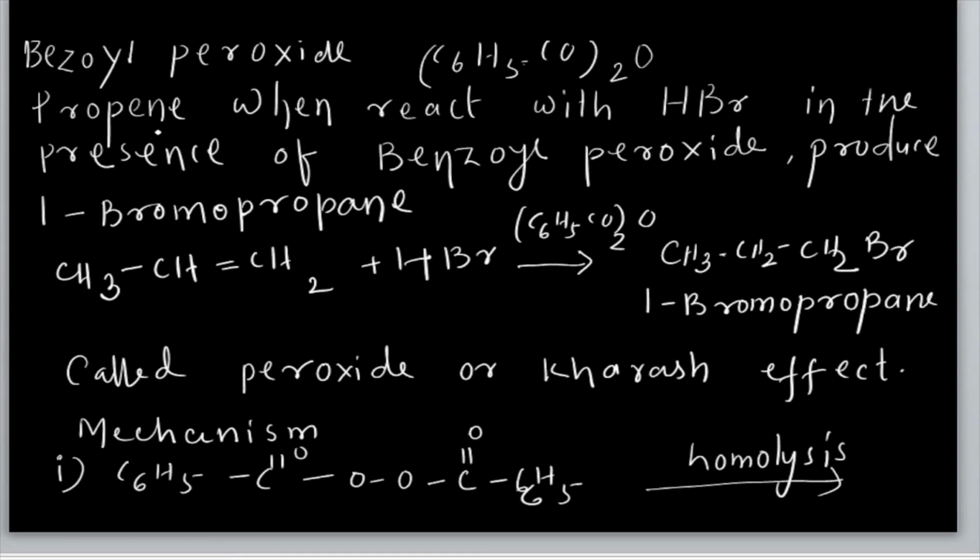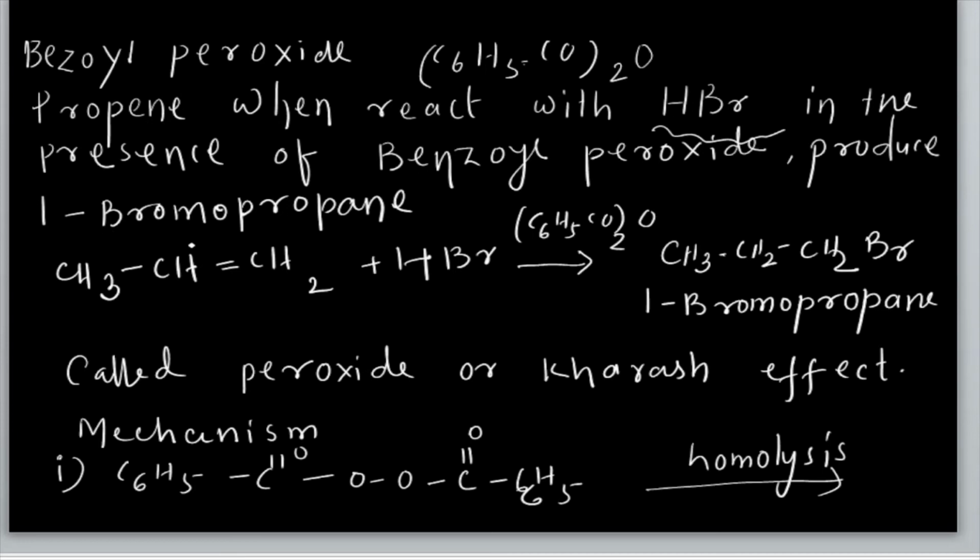Then what I told you is also applicable to an unsymmetrical alkene, but in the presence of benzoyl peroxide. And what is the reagent you will take? HBr, very important. HBr you will take, and benzoyl peroxide you will take. That is very important. And what will be the product? It gives 1-bromopropane. When propene reacts with HBr and benzoyl peroxide, it produces 1-bromopropane. But with Markovnikov's rule, it gives 2-bromopropane. This is the difference.